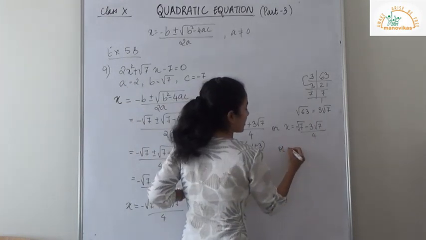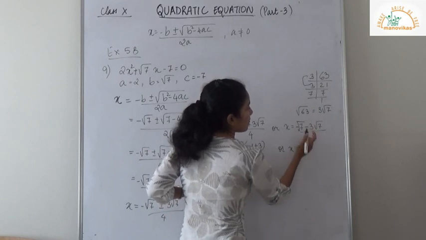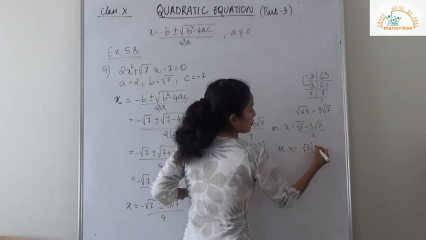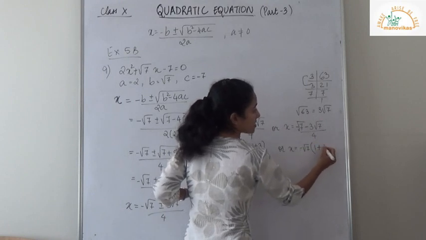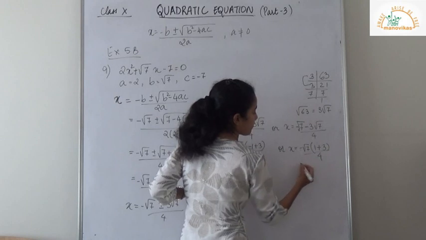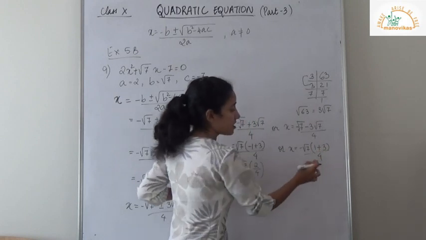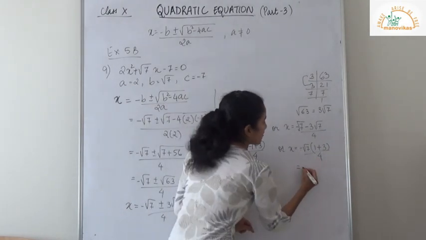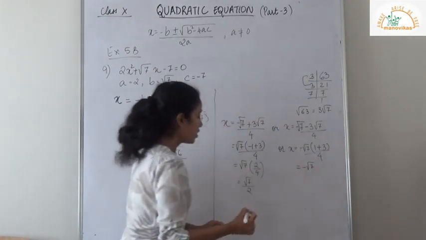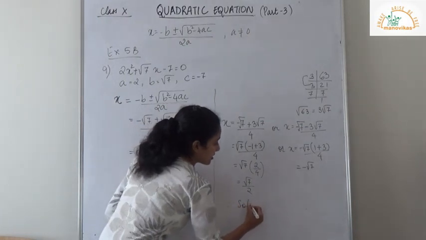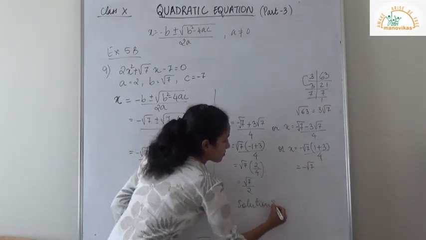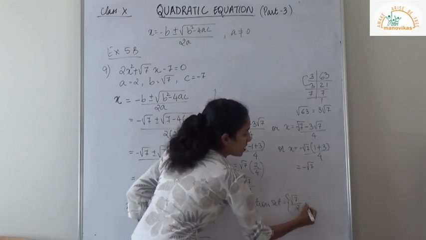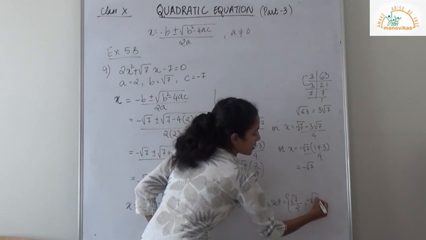And here we will have x is equal to, here I will take a negative sign common, minus root 7. So I am left with 1 plus 3 divided by 4. 1 plus 3 is nothing but 4 itself, so it will cancel out the division here. So you are left with minus root 7. So therefore the solution set is root 7 divided by 2 and minus root 7.